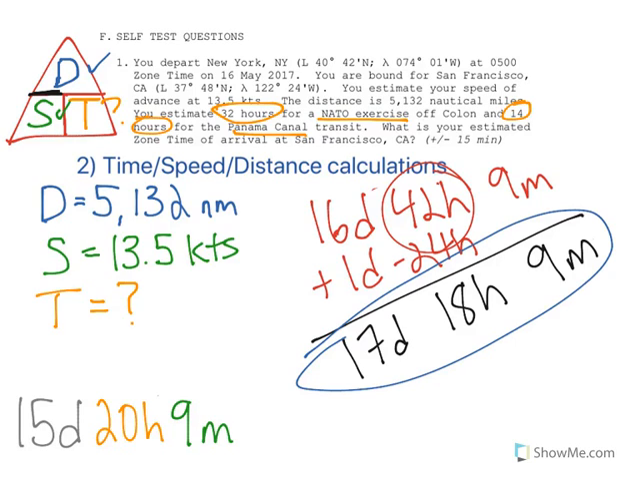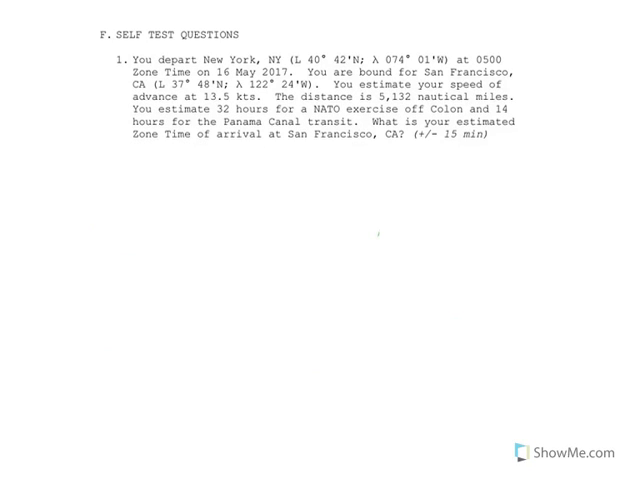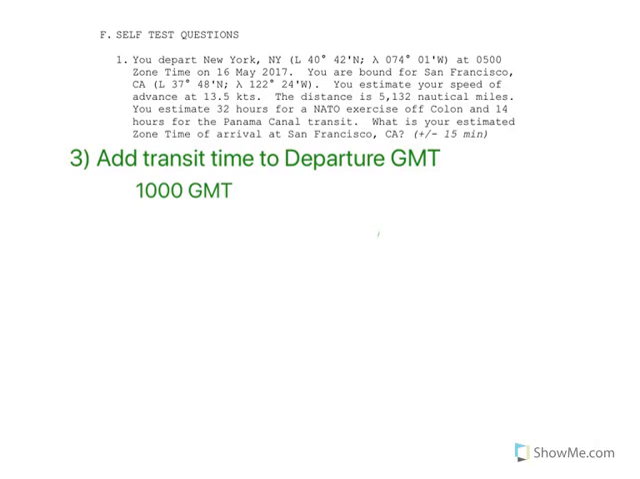It's up to you whether you want to add those 46 hours for the NATO exercise and Panama Canal at this step or in the earlier step when you have 380.15 hours. It is totally up to you. So that's step 2. On to step 3, we'll add our transit time to our departure GMT, which we calculated in step 1. So we're leaving at 1000 GMT on 16 May 2017. And now we'll add our transit time. So we'll add 17 days, 18 hours, and 9 minutes.